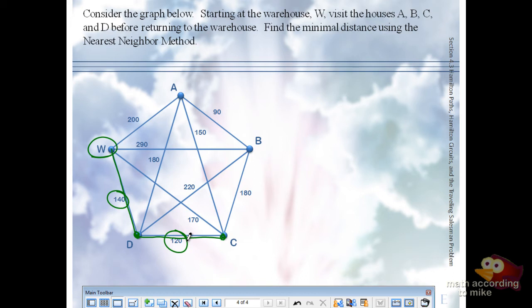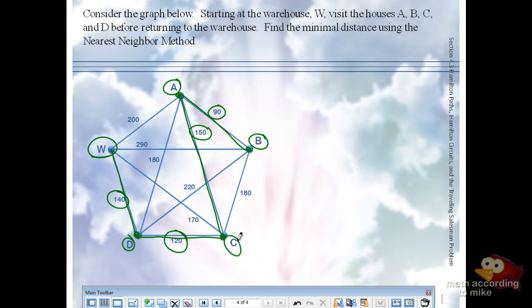From C, we can go to A or B. We can't go back to W yet. A. Oh, I meant to circle that one. That's okay. From A, where do we have to go? To B. Yeah, because we have to. Is that okay? I don't know why I'm circling the letters, but that's okay.